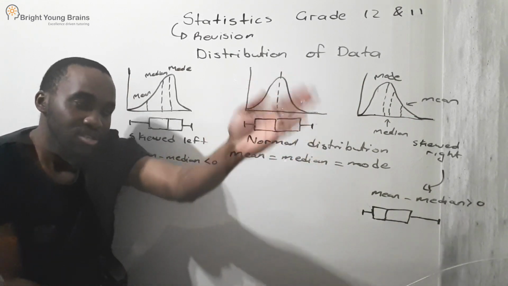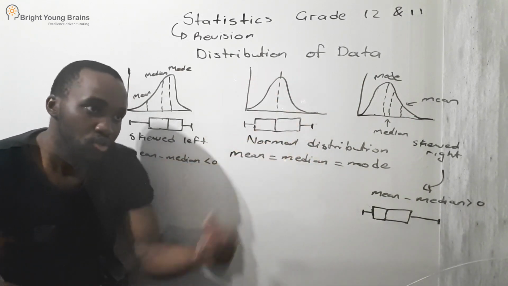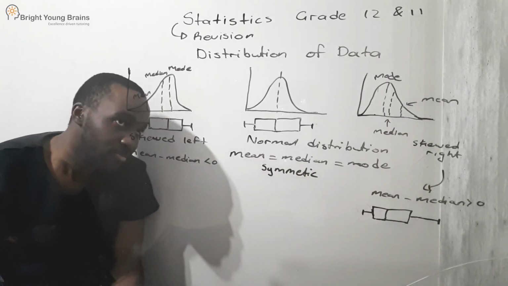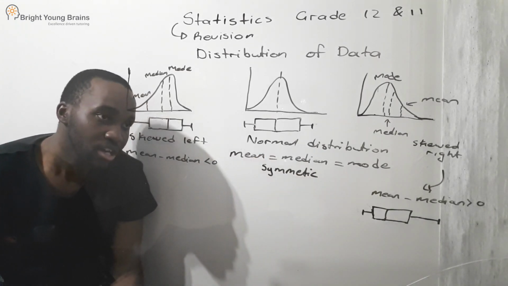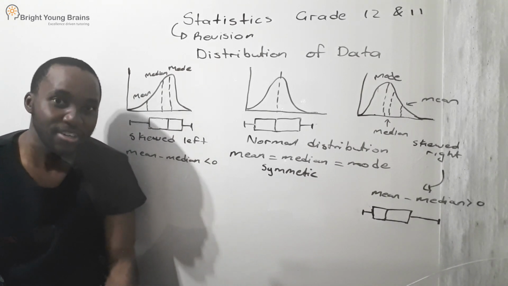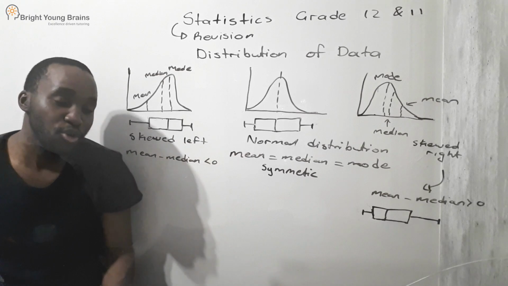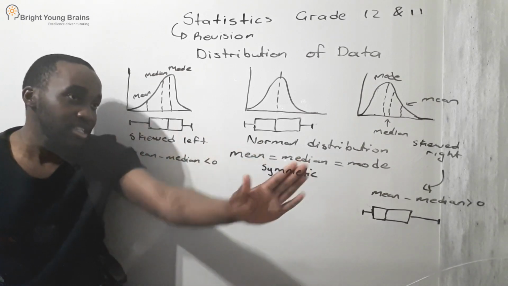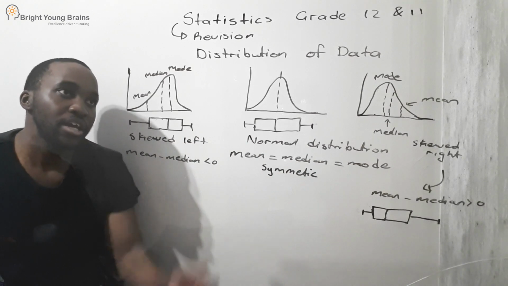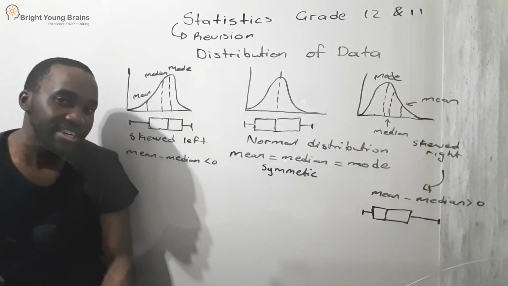Here, it's not skewed anywhere, so it's normal distribution, or you can refer to it as symmetric. The data is distributed symmetrically. That's for normal distribution. Now with these three, they are somewhat your only three options in terms of determining the distribution of your data.